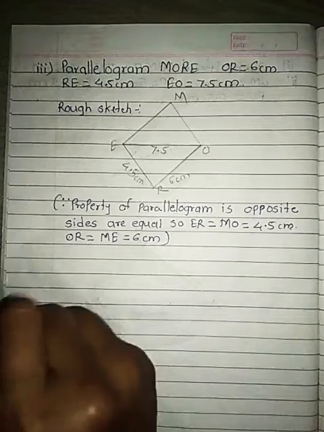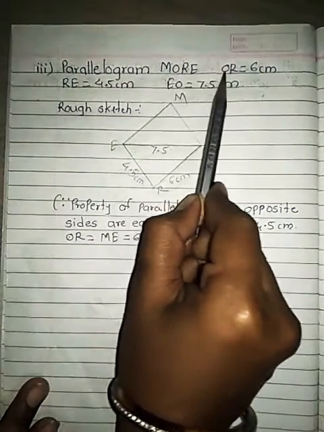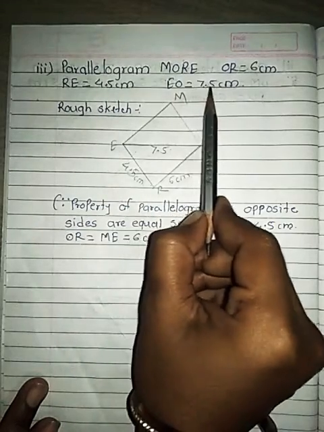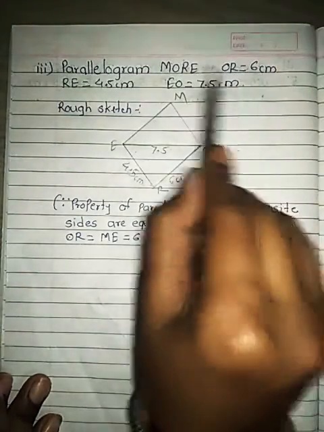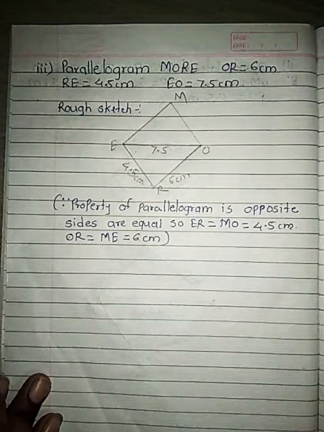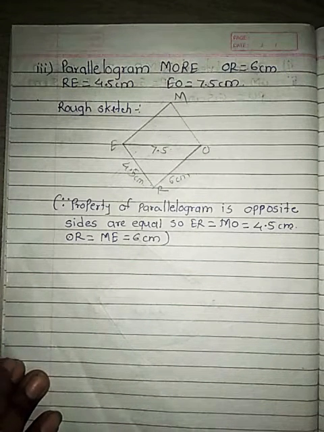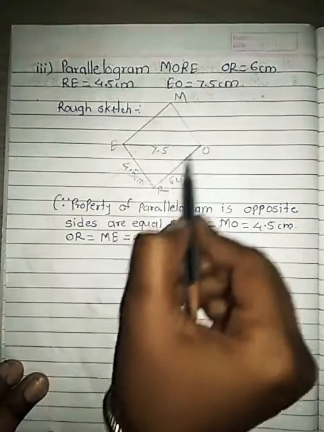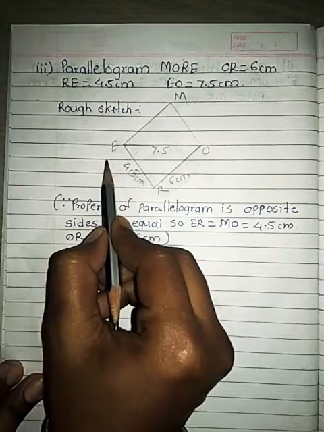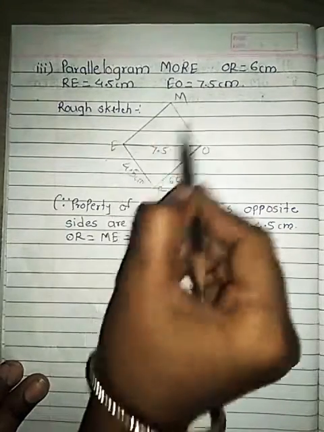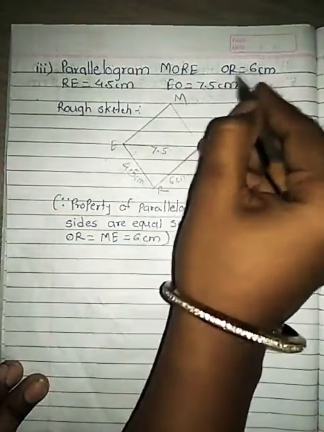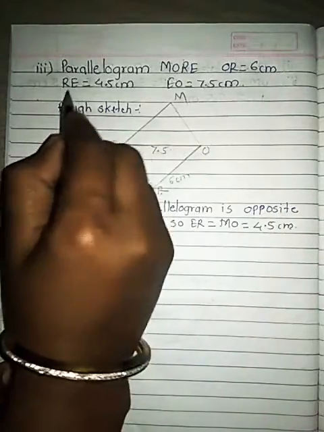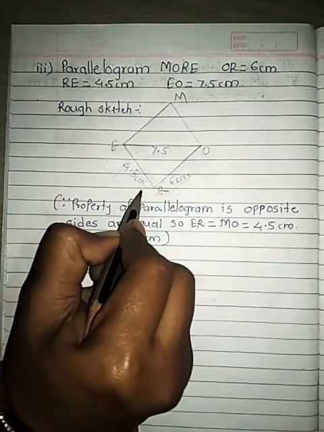the third question is what? Parallelogram MORE, where OR is 6 centimeter, RE is 4.5, EO is 7.5 centimeter. See here, 1, 2, 3. Only 3 measurements are given, and with that only you have to draw the parallelogram. Now this is the rough sketch, MORE. In that EO is 7.5 and OR is 6 centimeter, and RE is 4.5 centimeter.